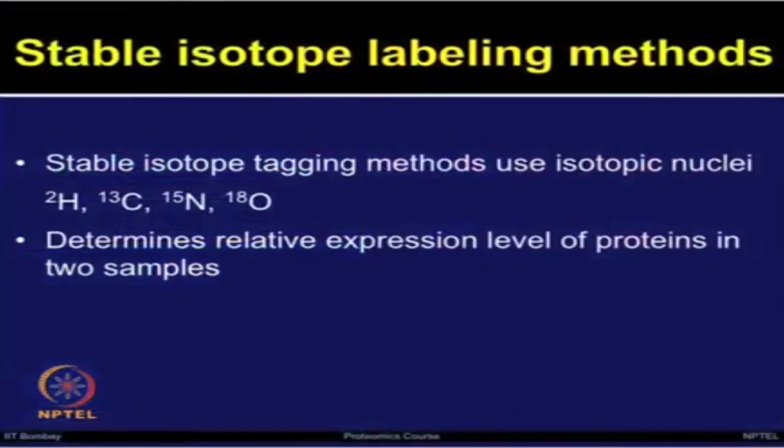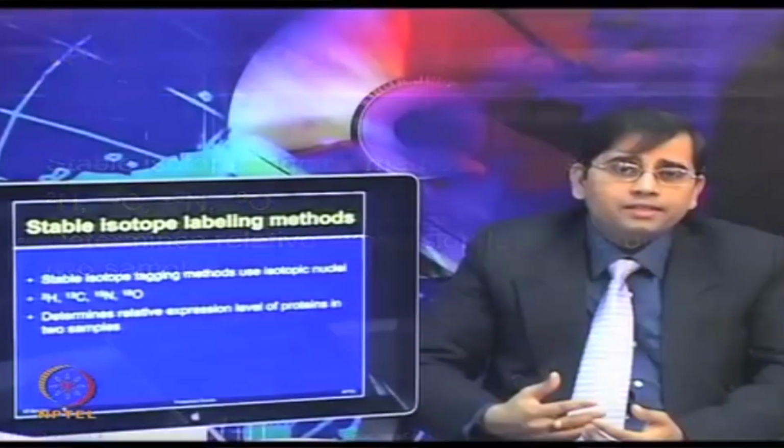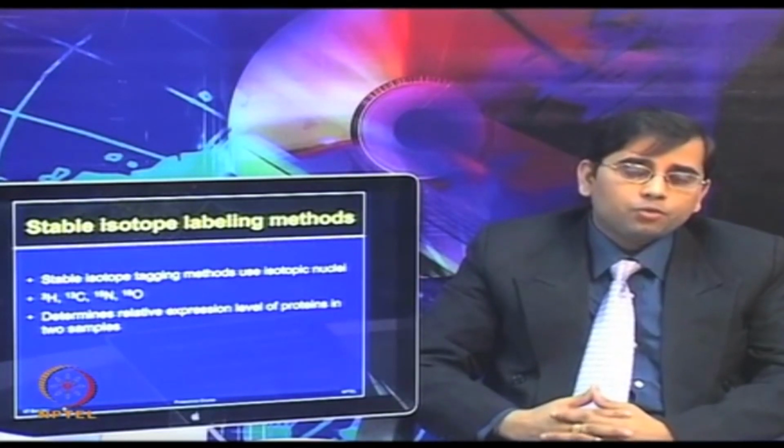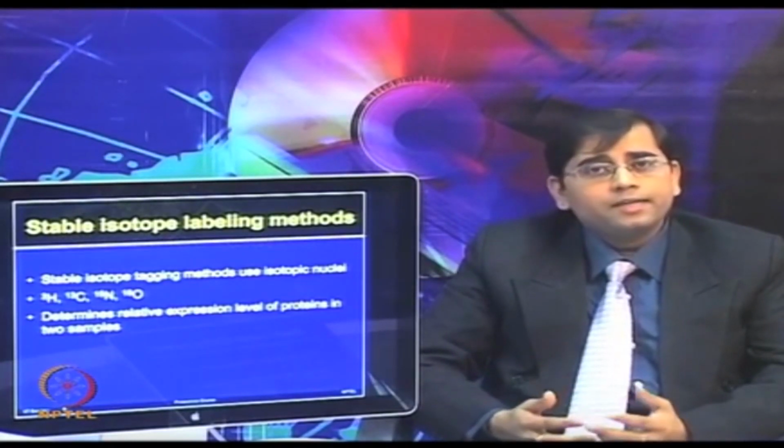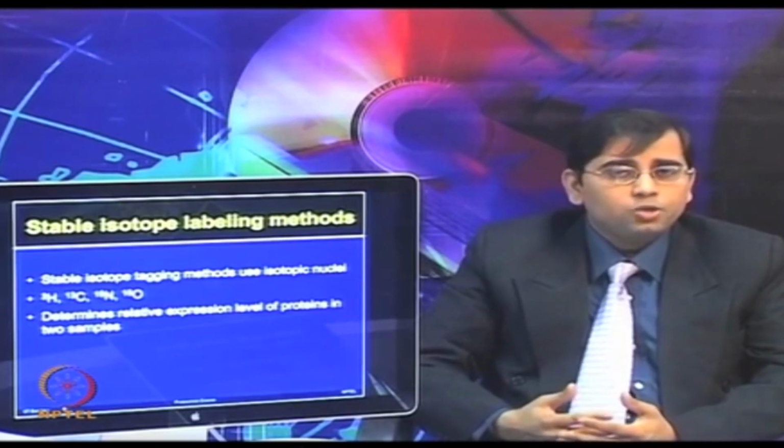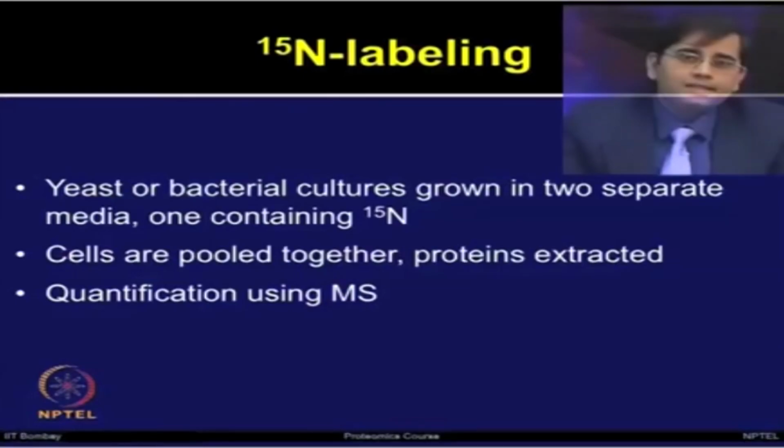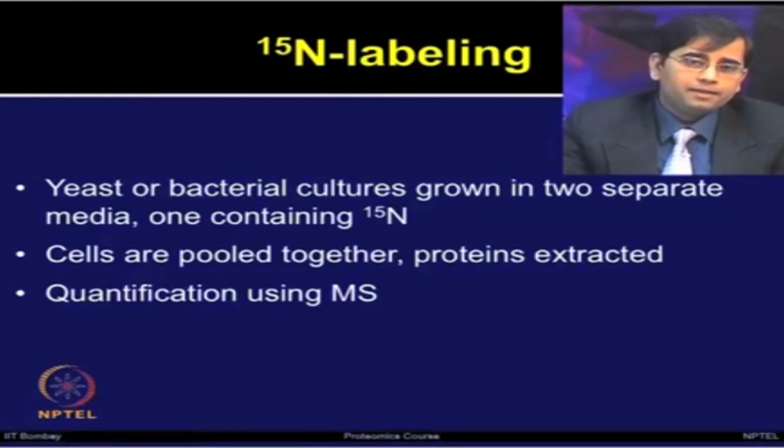The stable isotope tagging methods use isotopic nuclei such as 2H, 13C, 15N and 18O. These stable isotopes are incorporated in place of the natural abundance isotope in the heavy standard. By using stable isotope labeling methods, one can determine the relative expression level of proteins in 2 samples. Let us briefly discuss the 15N labeling method.